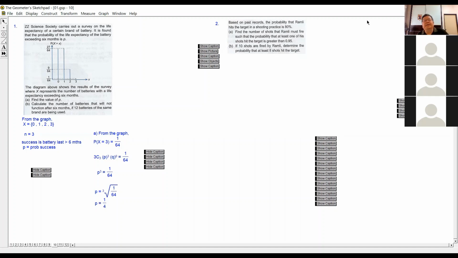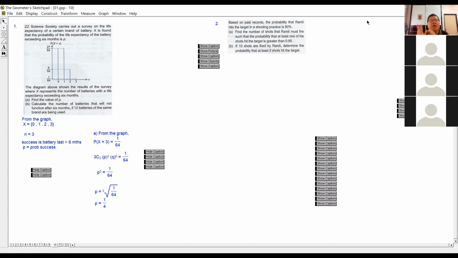Okay, now the problem is like that, right? The problem is this: Ramlee shoots at the target. Maybe he is going to shoot 10 times, maybe he's going to shoot 20 times. We don't know. But we want to be sure that if he shoots 10 times, there must be at least one time kena, that means hit the target. What is the best number of shots that he should fire?